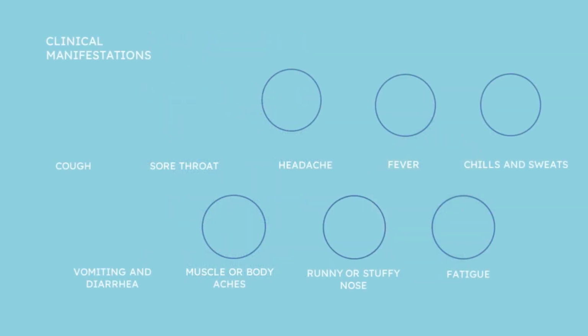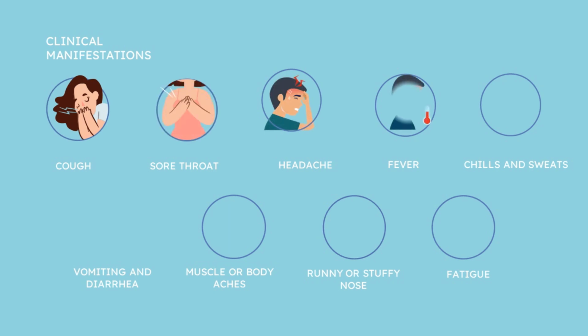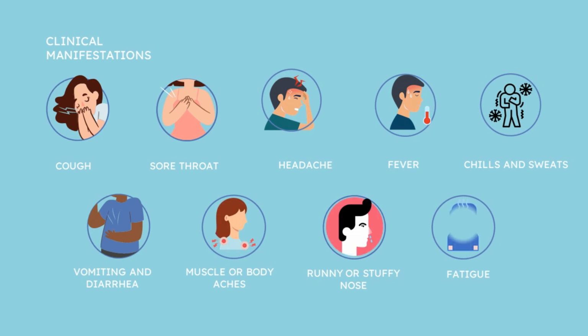The presentation of influenza virus infection varies. Patients with influenza who have pre-existing immunity or who have received vaccine may have milder symptoms. Onset of illness can occur suddenly over the course of a day, or it can progress more slowly over the course of several days. Typical symptoms include cough, sore throat, headache, fever, chills and sweat, vomiting, and diarrhea, muscle or body aches, runny or stuffy nose, fatigue.